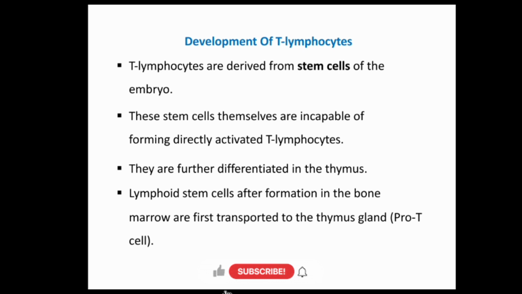And coming to the development of T lymphocytes, which we are going to see now. T lymphocytes mean adaptive cell mediated immunity. The T lymphocytes are derived from stem cells of the embryo. The stem cells themselves are incapable of forming directly activated T lymphocytes. They are further differentiated in the thymus. Lymphoid stem cells, after formation in the bone marrow, are first transported to the thymus gland.